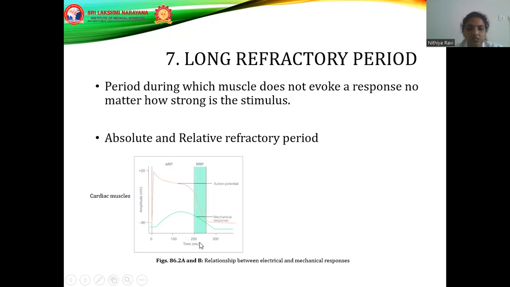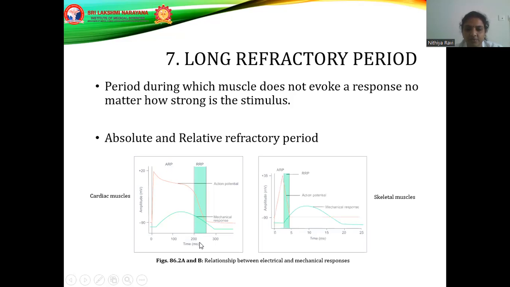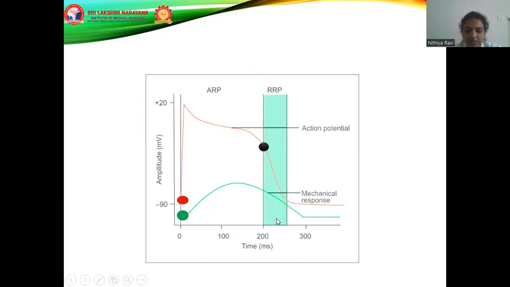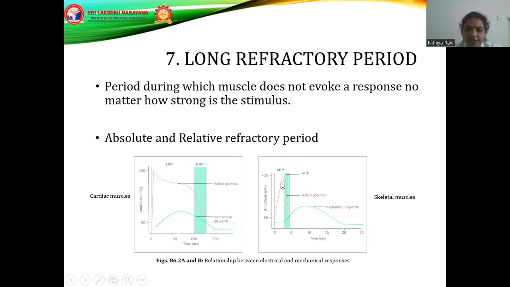So this is the refractory period which I have to mention. So this was for a cardiac muscle. Whereas for a skeletal muscle, if you see, the action potential, there is a sharp increase in depolarization, and a very steep depolarization which occurs immediately. So the action potential as such ends before the peak of the mechanical activity happens.